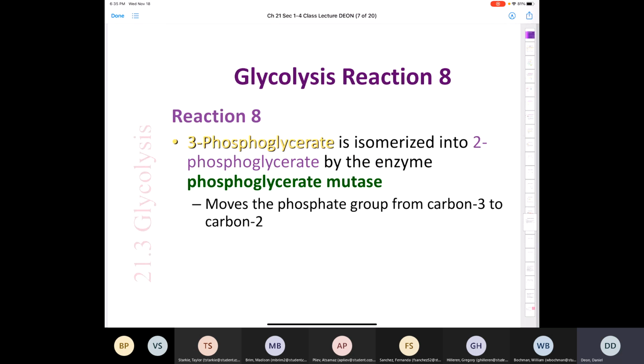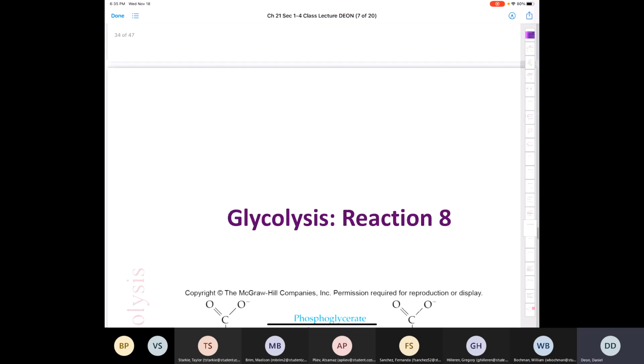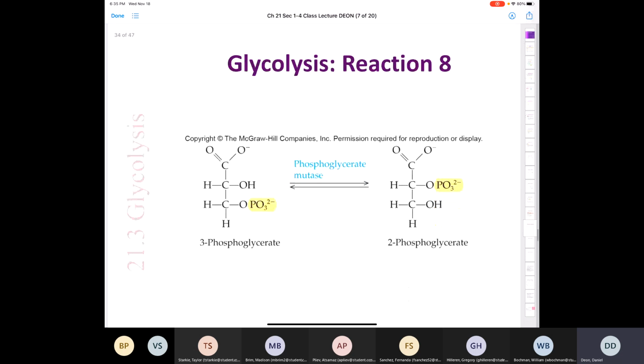Reaction 8, we take that 3-phosphoglycerate, it gets isomerized into a different molecule, 2-phosphoglycerate, not much there. We have this mutase, which involves just isomerization, really. So there we go. And it's going to move the phosphate group around from carbon 3 to carbon 2. One of the lesser reactions that I find less interesting. Anyhow, it's just an isomerization of moving a phosphate from here to here, nothing more than that. Okay, well, there must be a good reason for it.